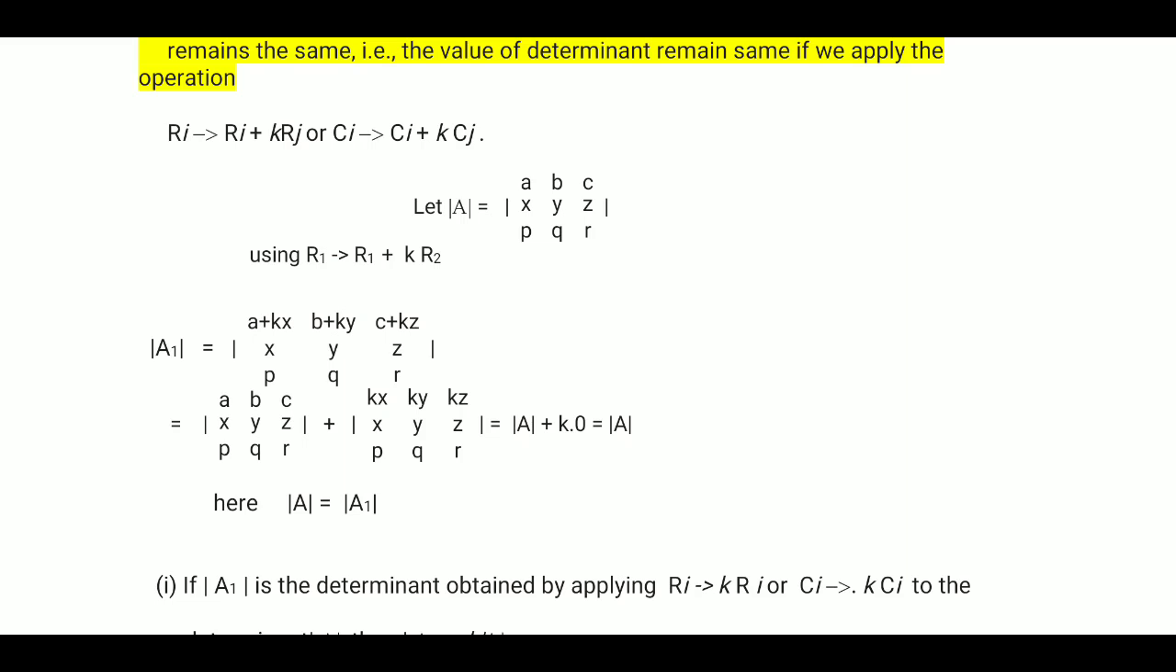So applying this we get this value. Now this is equal to, again applying the previous property, we get AXP BYQ CZR plus KX XP KYYQ KZ ZR.